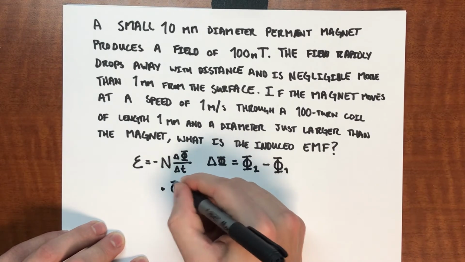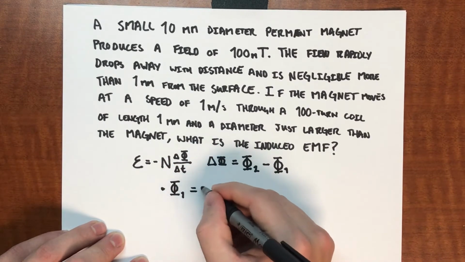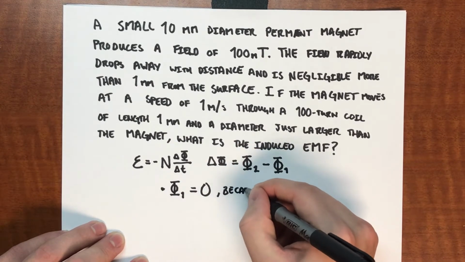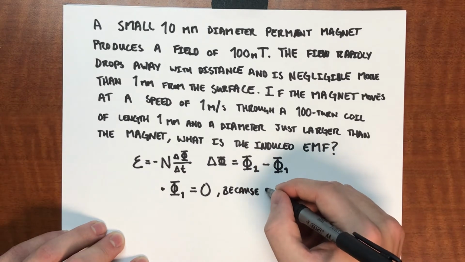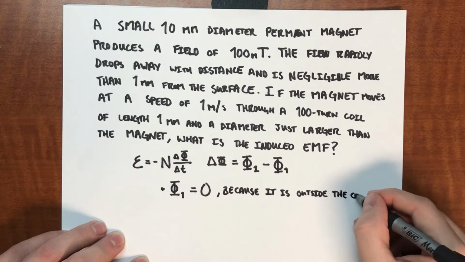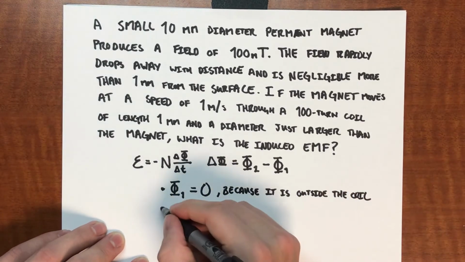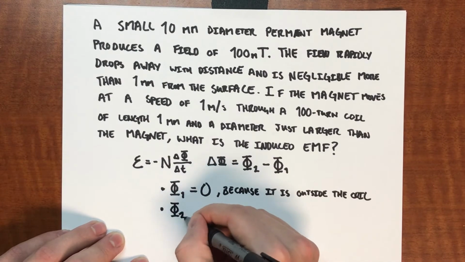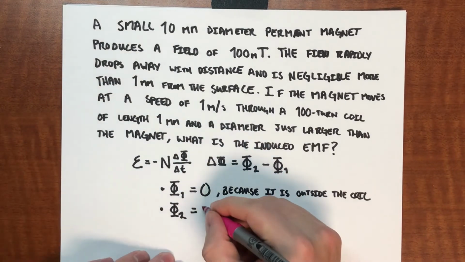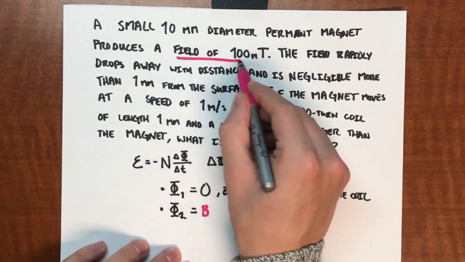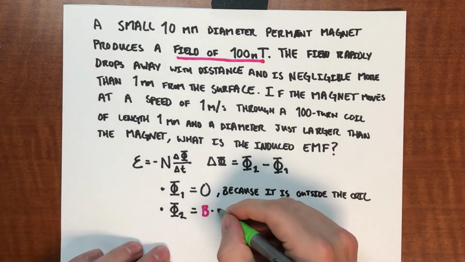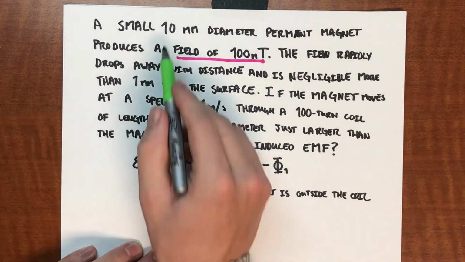After that, we're going to want to determine what is flux 1. Because in this problem, we can assume that as the magnet moves away from the coil, there's going to be zero flux, because the magnetic field is not going to be affecting the coil at all. After that, we're going to determine flux 2. Flux 2 is going to be equal to the equation that we discussed earlier. It's going to be equal to the strength of the magnetic field, which is 100 milliteslas, times the area of that coil, which we can get from the small diameter.